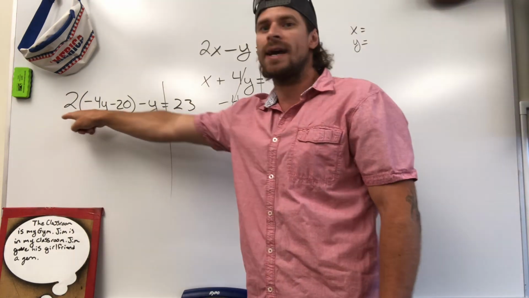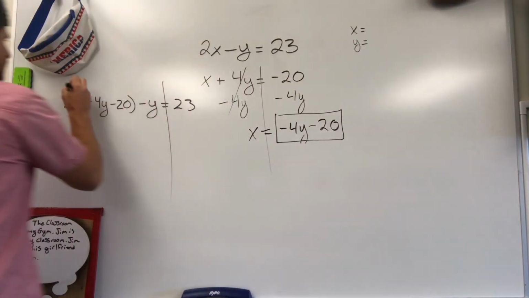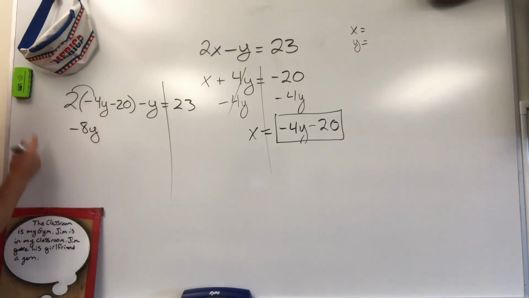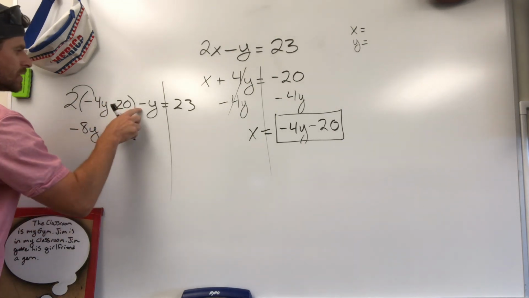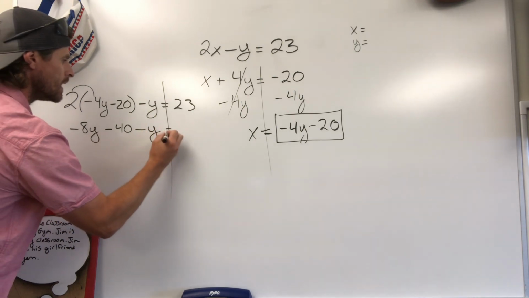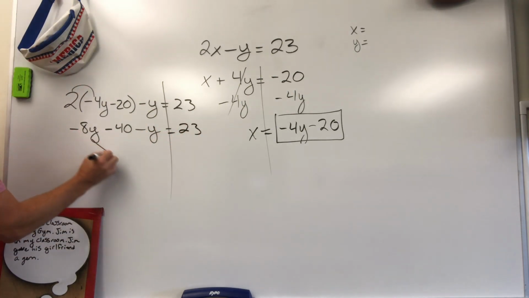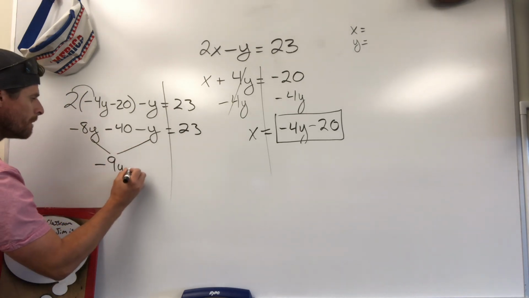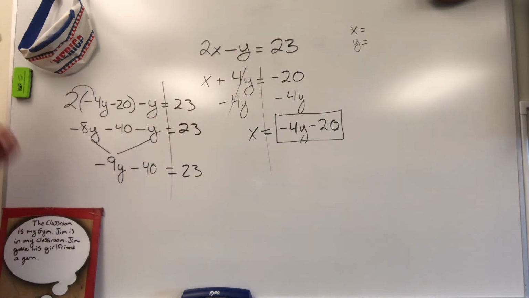So notice that all I have in here are y's. Let's get started. Let's solve them. Distribute 2 times negative 4y, giving you negative 8y. 2 times negative 20, giving me negative 40. I still need to take another y away, and it's equal to 23. I can combine my like terms. That's a negative 8y and a negative y, which would make negative 9y minus 40 equals 23.